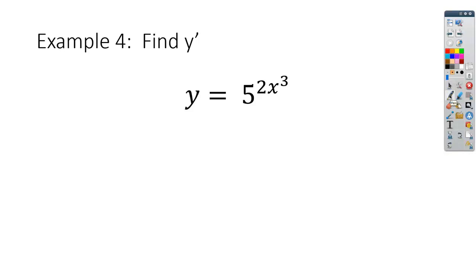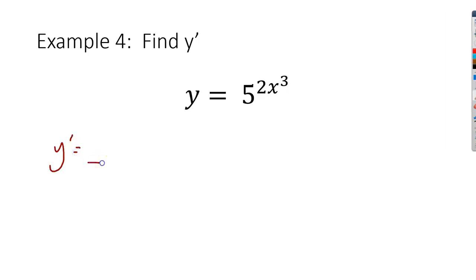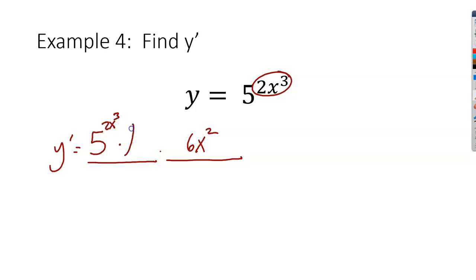For this one, if I want to find my derivative, it's going to be another chain rule. So derivative of the outside times the derivative of the inside. The derivative of the inside is pretty chill. That's just going to be 6x squared. Derivative of the outside. How do you find the derivative of 5 to a power? Well, it's going to be 5 to the same power again. But this time we're going to multiply it by ln of the a, and the a is the base number.